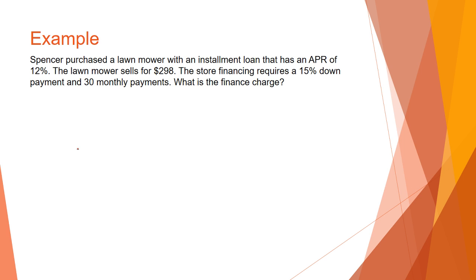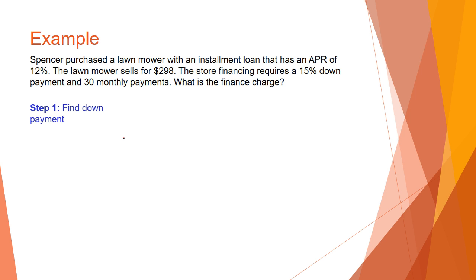So Spencer purchased a lawnmower with an installment loan that has an APR of 12%. The lawnmower sells for $298. So the store financing requires 15% down payment and 30 monthly payments. So we want to know how much is the finance charge. Basically, how much extra did Spencer have to pay on top of what he owed.